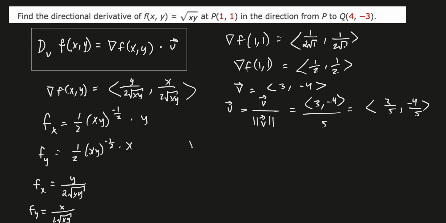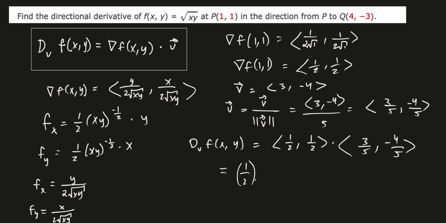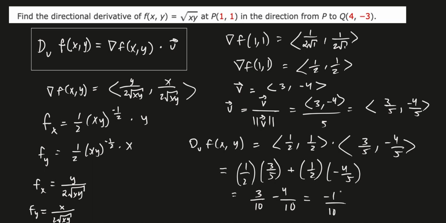So this ends up being 3/5 comma negative 4/5. And just to put it all together, we have the directional derivative in the direction of u of f of xy is equal to the gradient, which is up here. We have 1/2, 1/2, dot product with 3/5, negative 4/5. 1/2 times 3/5 plus 1/2 times negative 4/5 gives you 3/10 minus 4/10, negative 1/10. That is the directional derivative at the point 1, 1 in the direction of the vector v, which we formed from the 2 points p and q. So that's it.